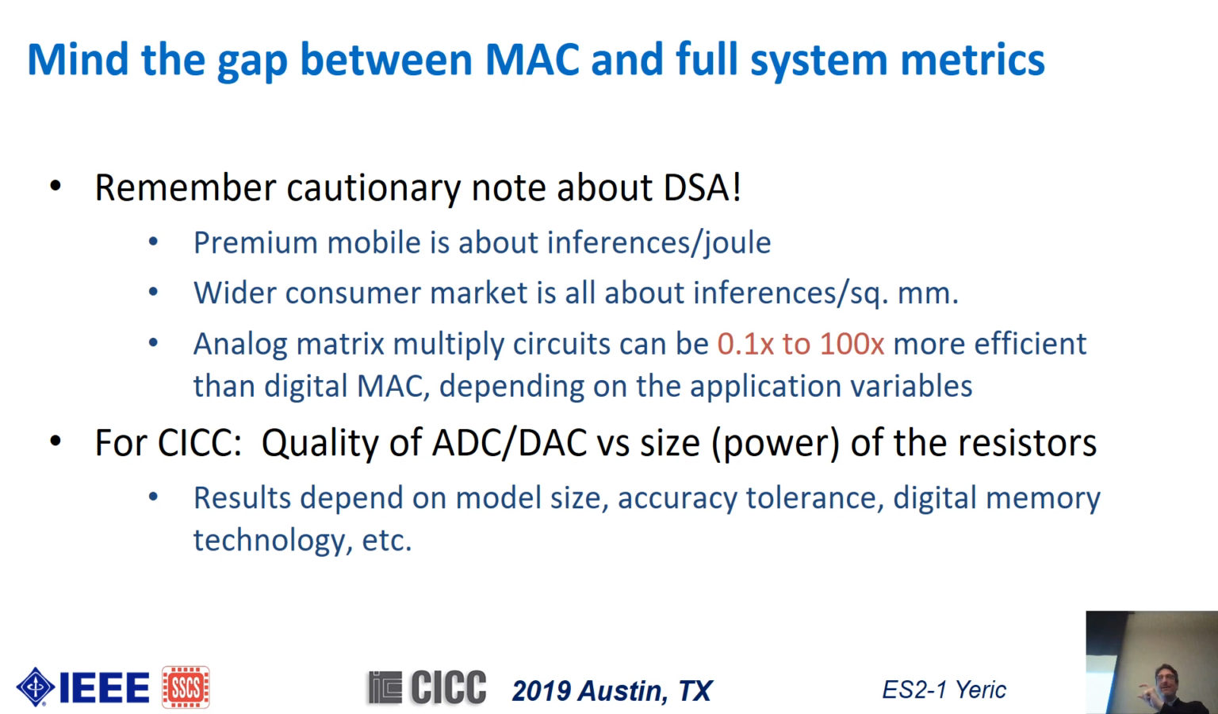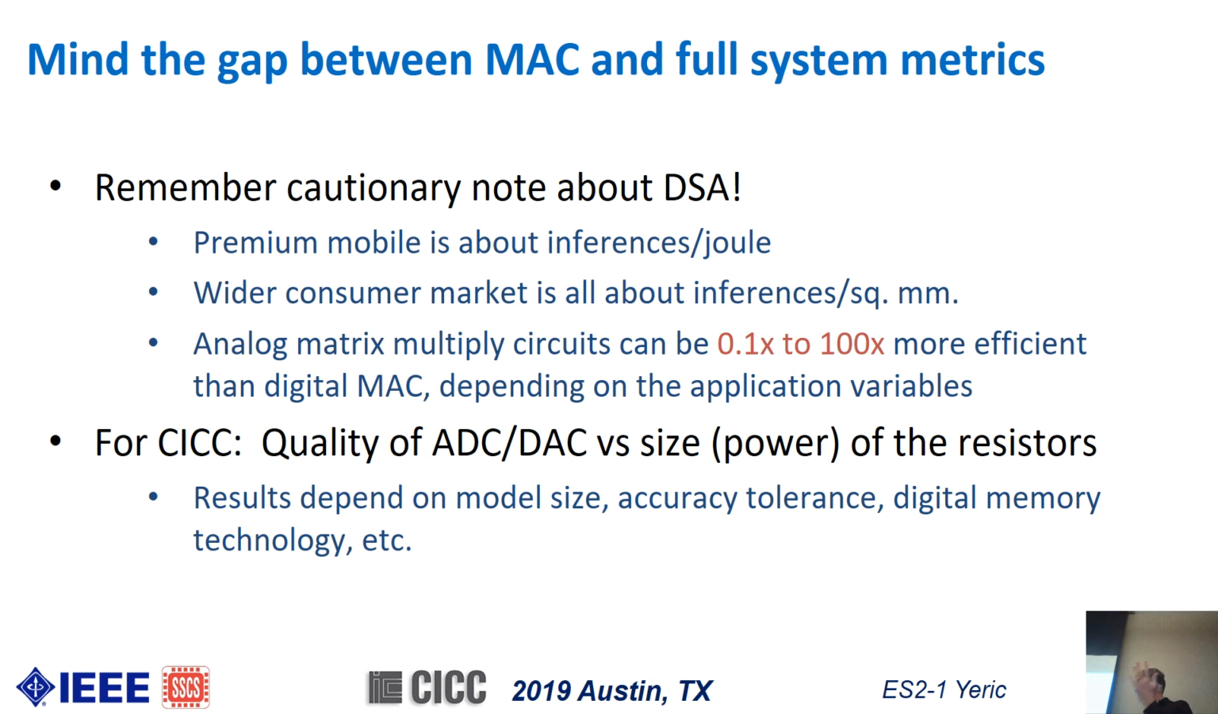This is basically the same theme I gave you about DSA before. You have to look at the system level, right? You can do really good analog neuromorphic, the actual multiply accumulate, but you have to consider the broader picture, what's happening at the system level. First of all, some customers care about energy and some care about area. You have to understand that.